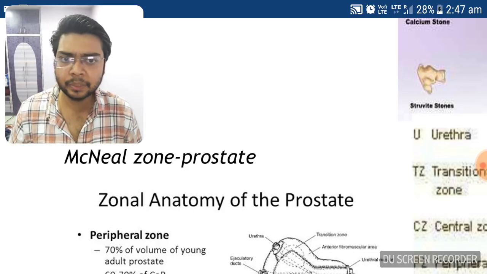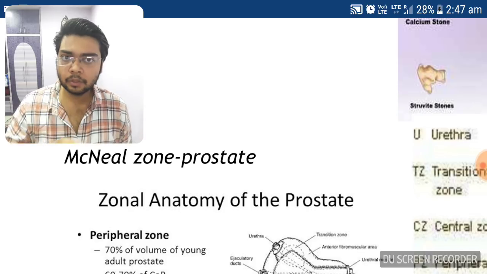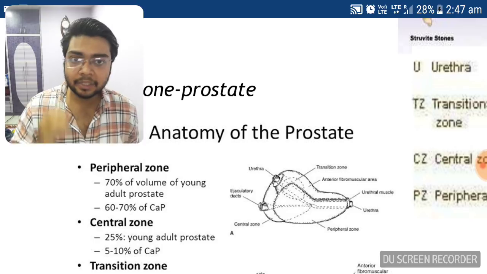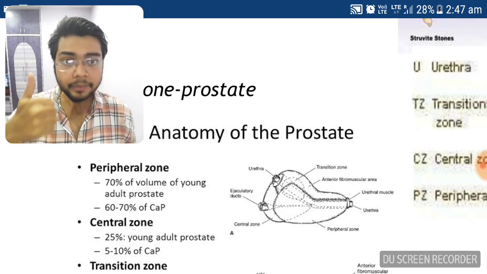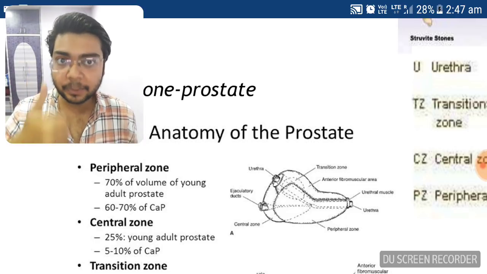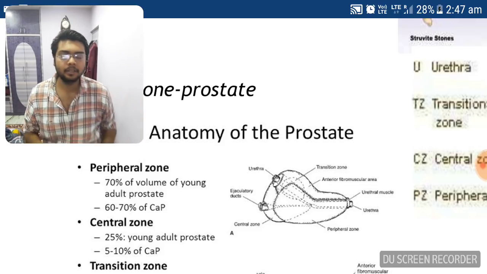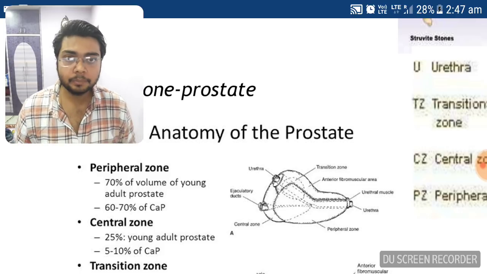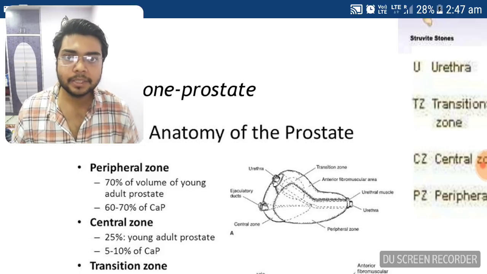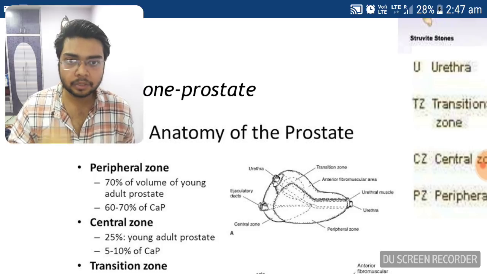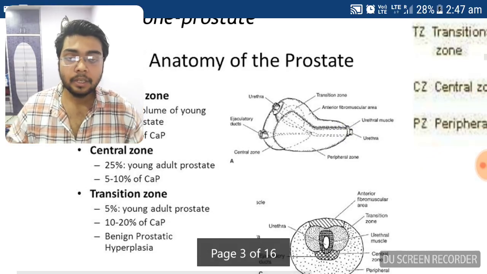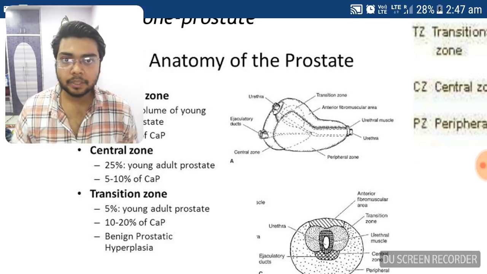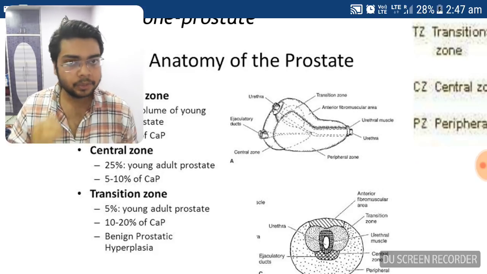Okay, so McNeal zones for prostate. One question they ask very frequently is which part of the prostate is most frequently involved with cancer. The peripheral zone of prostate is associated with 60 to 70% of prostate cancers. This peripheral zone forms 70% volume of the young prostate. The transitional zone is associated with benign prostatic hyperplasia, while the peripheral zone is associated with cancer.